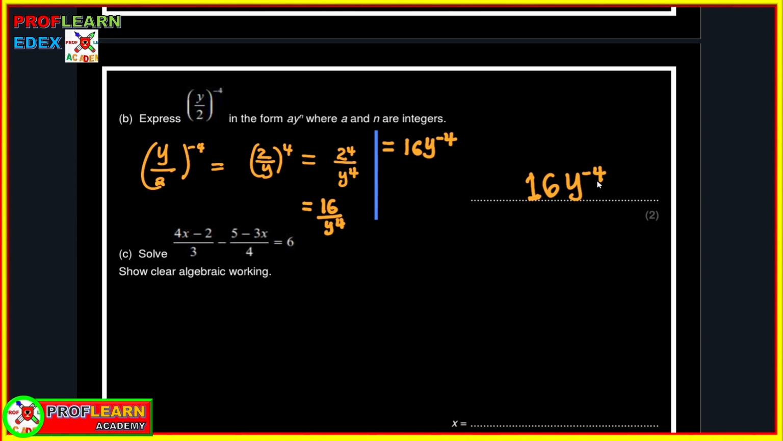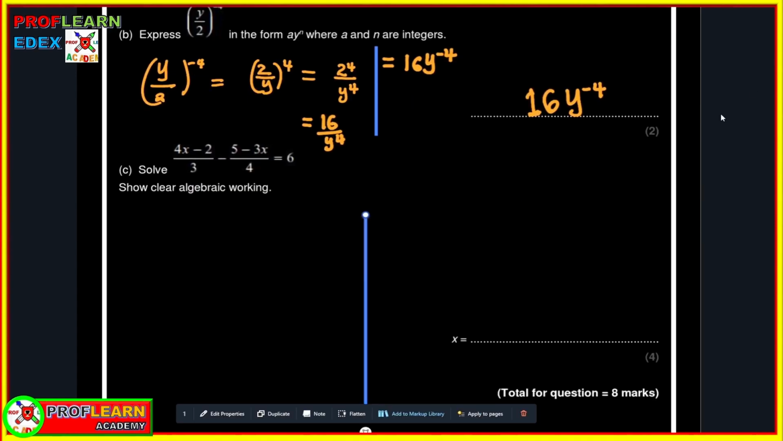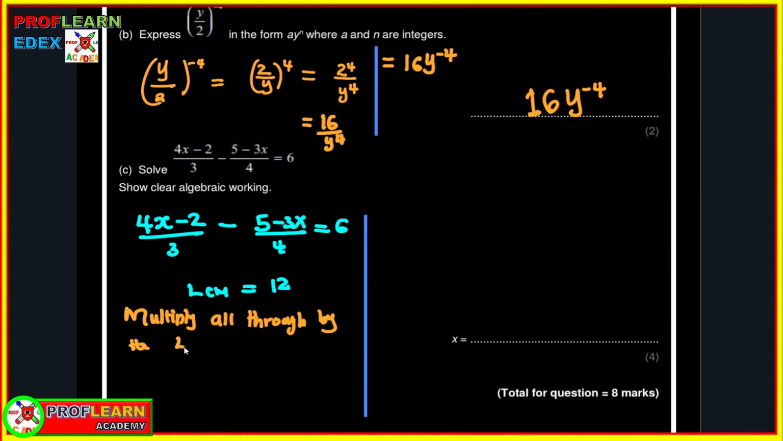All right. We need to solve now. Suppose you are given a question to do with algebraic fractions like this. What should come to your mind is finding the LCM of the denominator. So the LCM of 3 and 4 is 12, and then we're going to multiply that LCM to all the terms that you're having at that given point. So we are going to multiply the LCM, which is 12, to all the terms that we have.